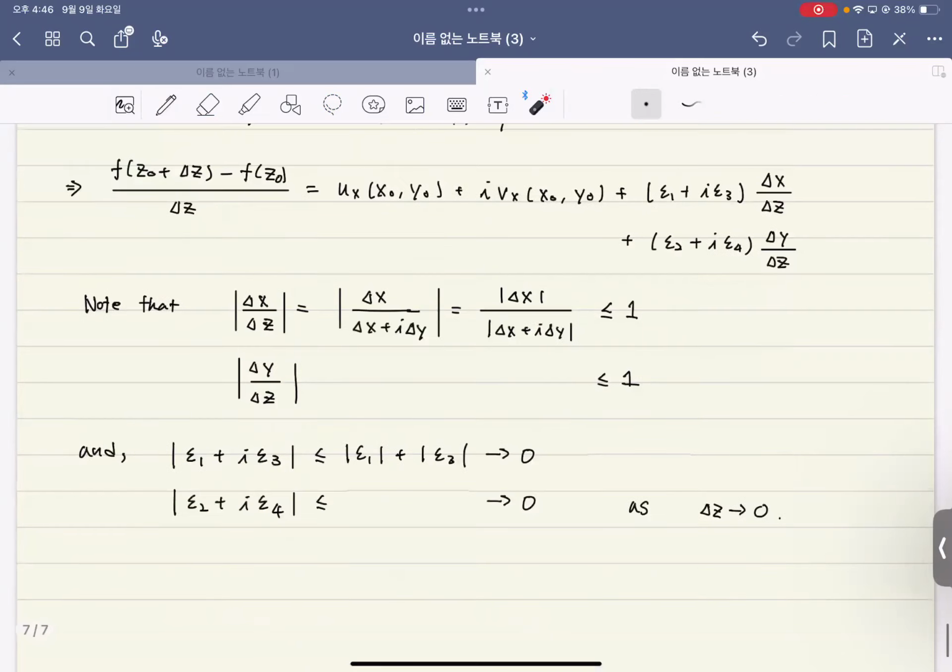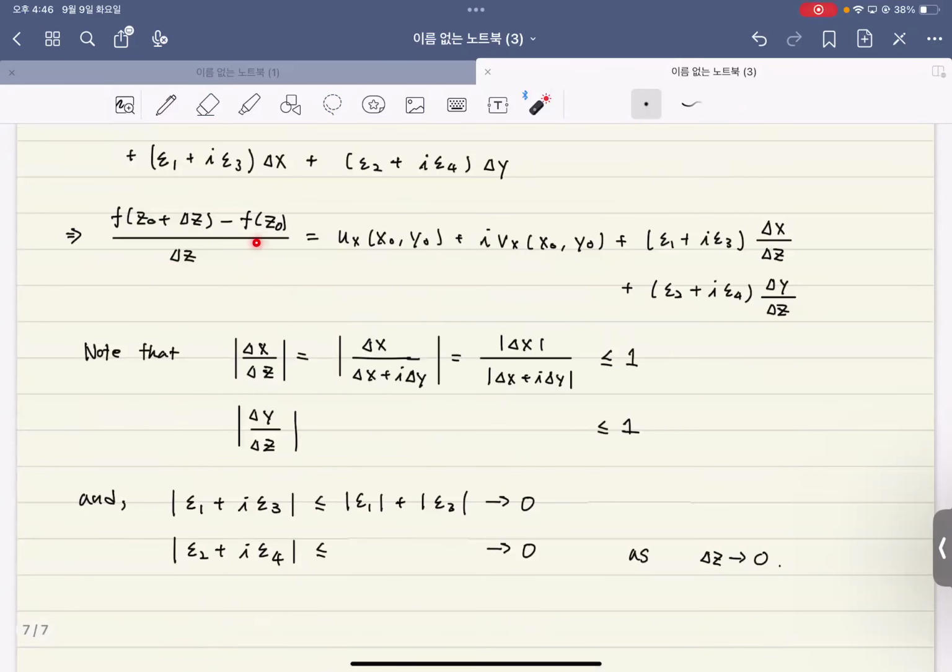So now, considering this difference quotient as delta z tends to 0, this term vanishes, since this is bounded by 1, this is bounded by 1, and this goes to 0, and this goes to 0. Therefore, the limit exists, which equals this. So therefore, the function is complex differentiable at (x0, y0). And this ends the proof.